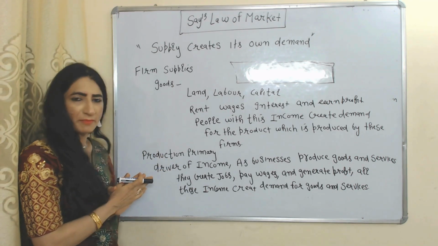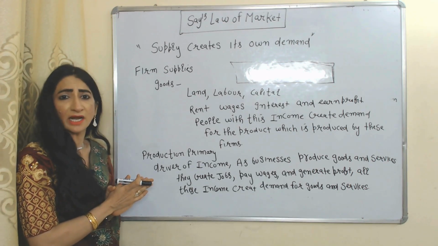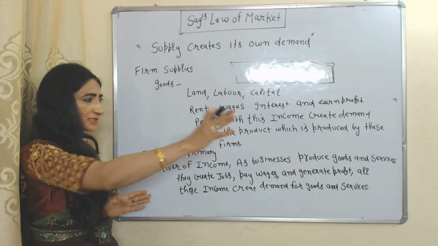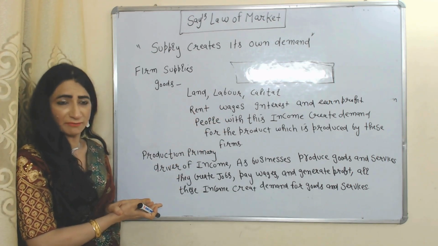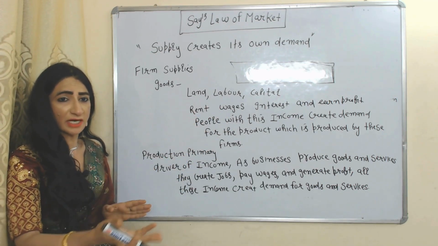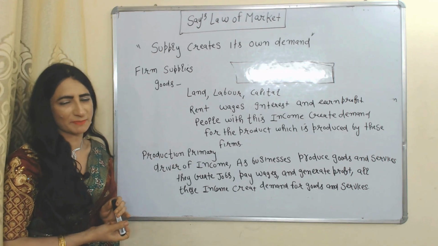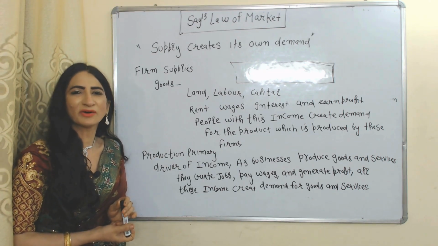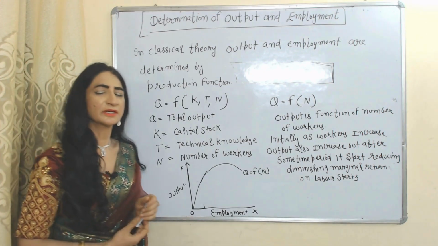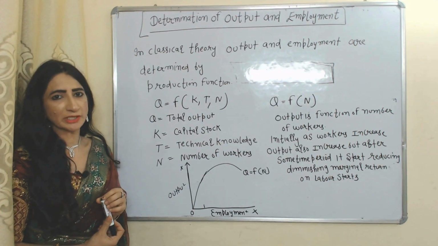According to Say's law of market, production is the primary driver of income, as businesses produce goods and services, pay wages, create jobs, and generate profit. All this income creates demand in the economy. So supply creates its own demand according to Say's law of market. Now we will see determination of output and employment.